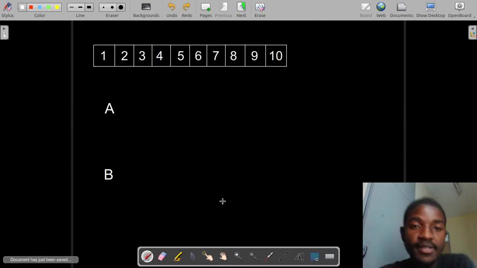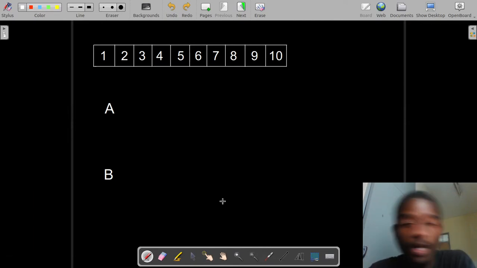So hey guys, and welcome back to our data structures and algorithms tutorial series. Today we are going to be looking into the detailed comparison between binary search and linear search.